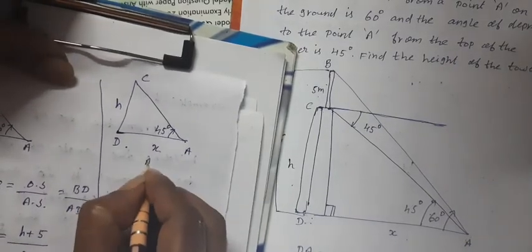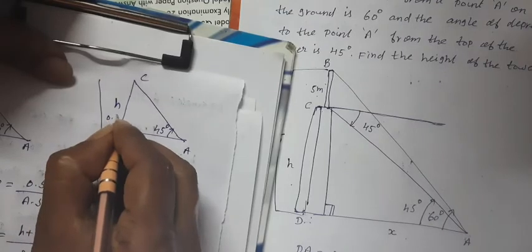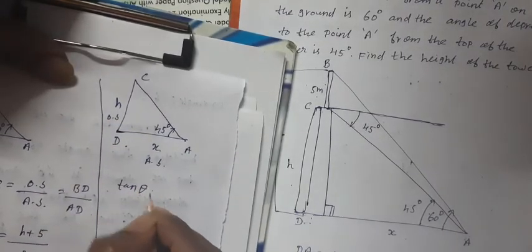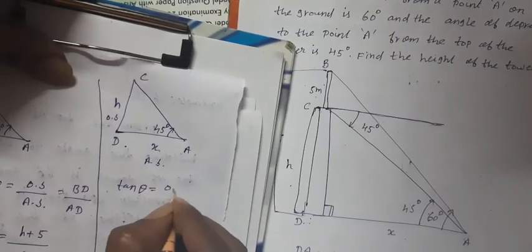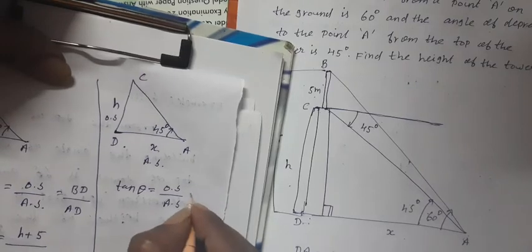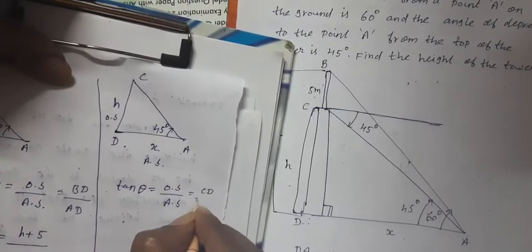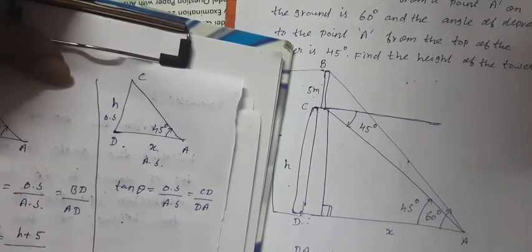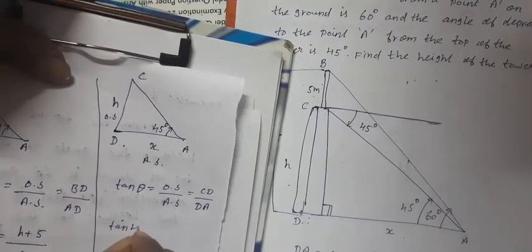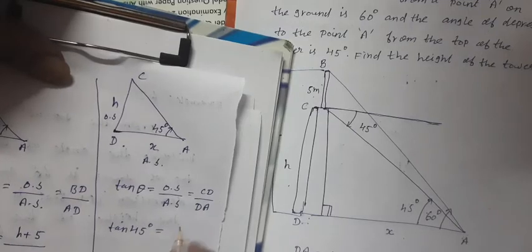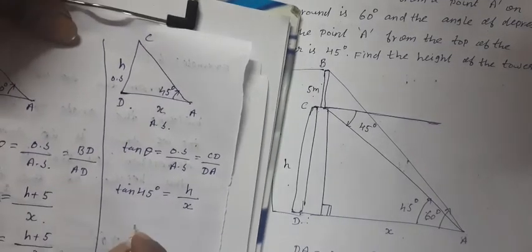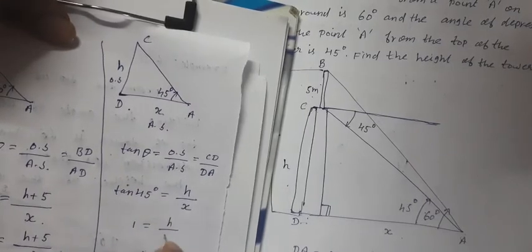Okay, so this is the adjacent side and this one is the opposite side. So we can use tan theta. Tan theta is equal to opposite side by adjacent side, right? Opposite side is here, CD, by adjacent side DA. Here theta is 45, so tan 45 degrees is equal to CD, which is H, and the adjacent side is X. So 1 is equal to H by X.